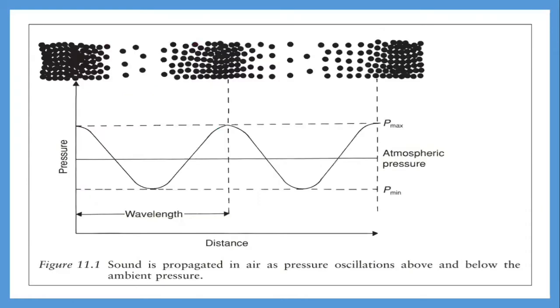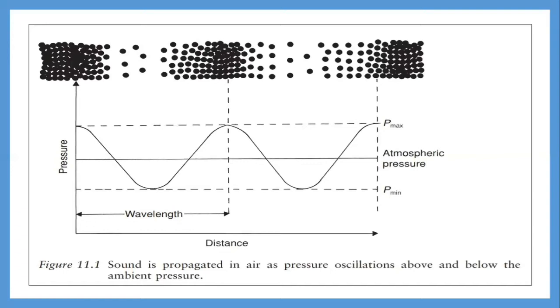As you can see in figure 11.1, vibrating surfaces or turbulent fluid flow can act as the source, propagating alternately high and low pressure areas. The amplitude of the acoustic wave is expressed in newtons per square meter or in pascals. 1 pascal is equivalent to 1 newton per square meter.